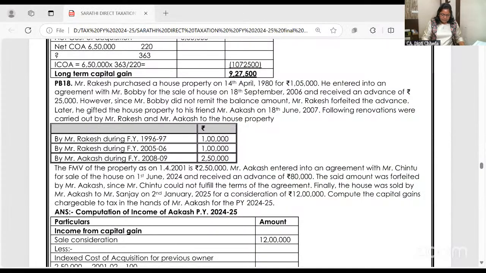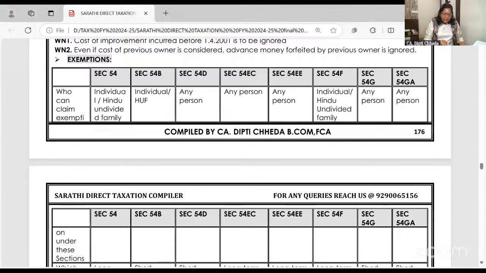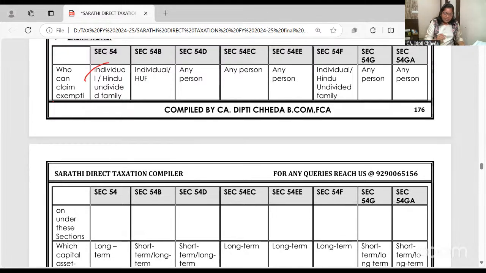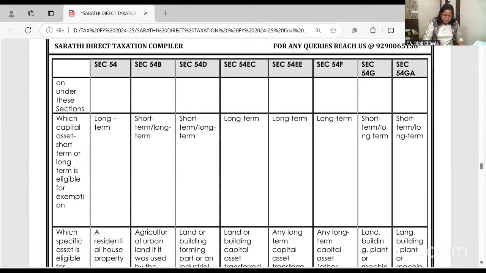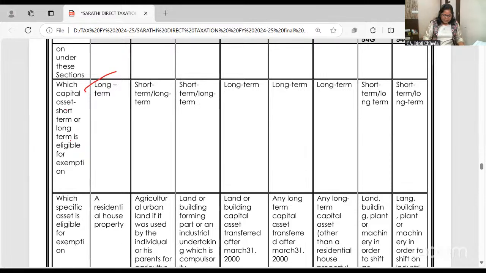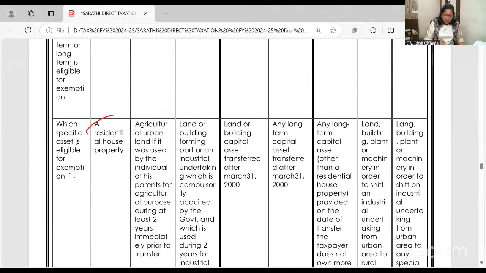Chalo, next now. Let us open the material and read everything from that vertically. Chalo. Who can claim section 54's exemption? Vertically means one by one all exemption I will teach, and then we will combine and take questions. Individuals and HUF. Which capital asset? Long term. Just remember, we always buy a house for long term. No, we never buy a house to sell it, right? Which asset is eligible? What should you sell? Residential house property.